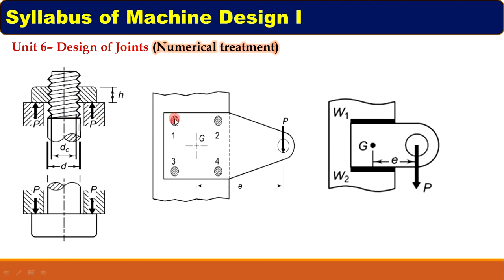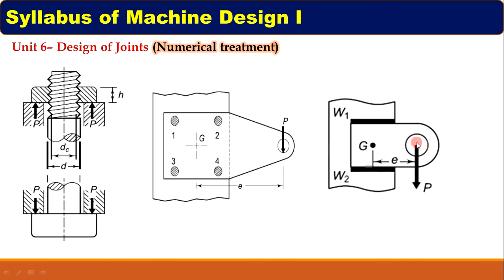For example, here is one bracket attached to the wall by using four bolts, 1, 2, 3 and 4. So four bolts are used to mount this bracket on the wall, and the load is applied at some distance from these four bolts. This load causes some eccentricity because G is the CG of these four bolts, and the load is applied away from the CG. So this causes an eccentric load. What are the different types of stresses induced in the bolts by this eccentric load, that we have to study.